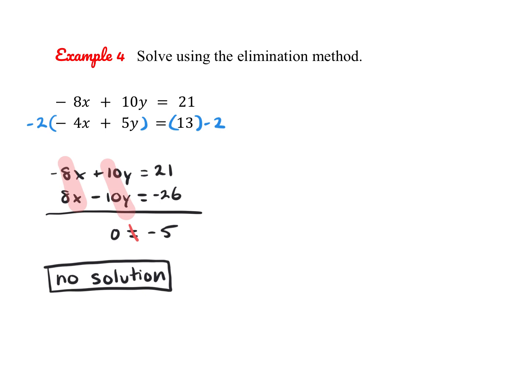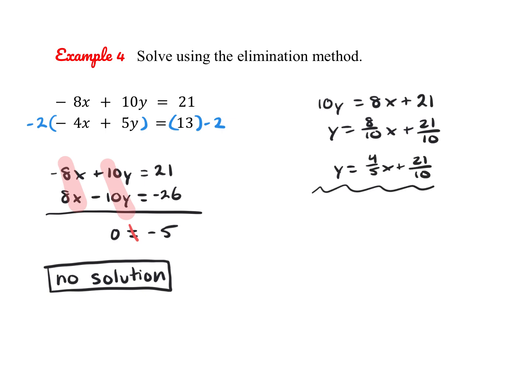So why is this happening? Now again, if we take each equation and we rewrite it in slope-intercept form, so 8x plus 21, I'm going to divide both sides by 10. So we have y equals 4/5 x plus 21 over 10. And then let's rewrite our second equation. 5y equals 4x plus 13. Y equals 4 over 5x plus 13 fifths.